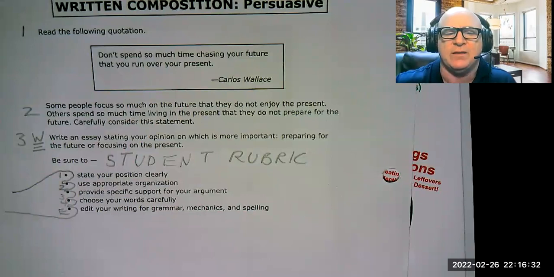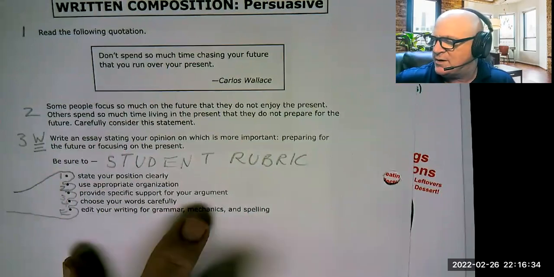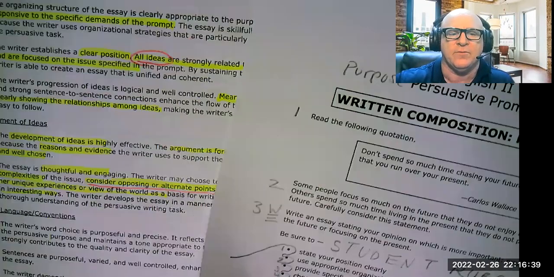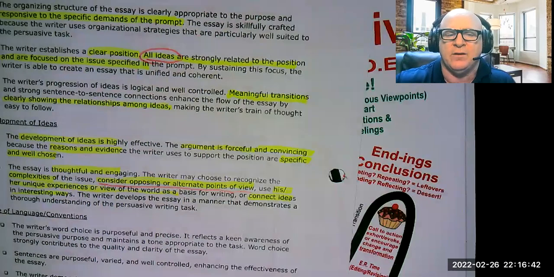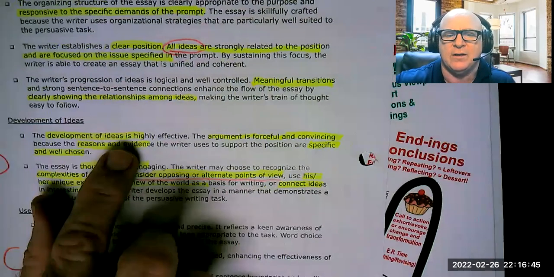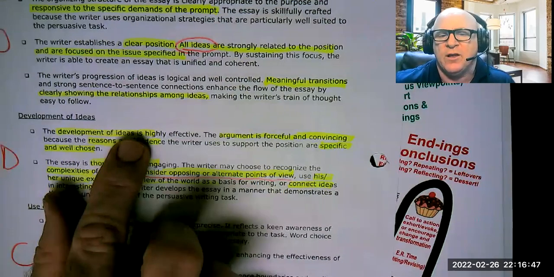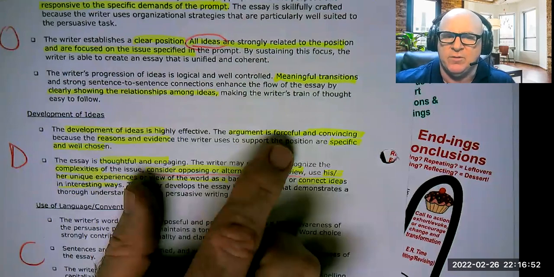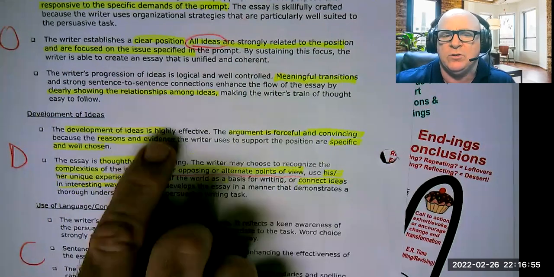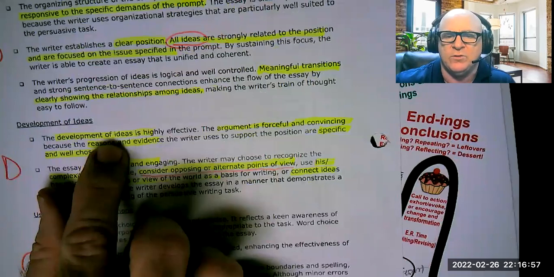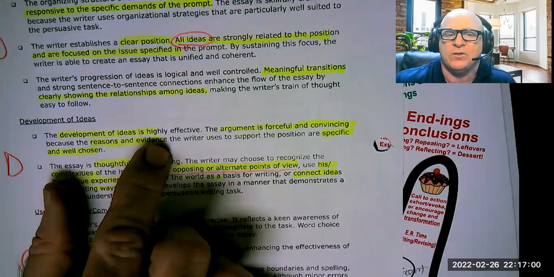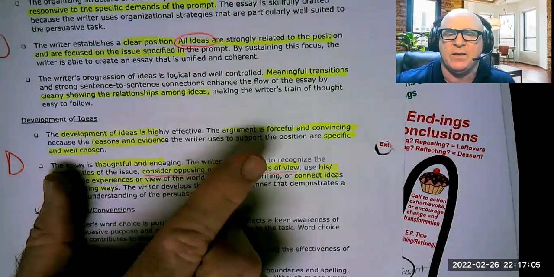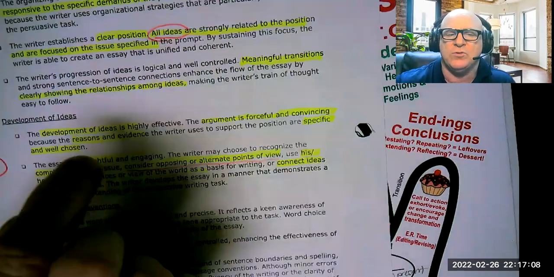A lot of kids just make stuff up. So where does it say that in the development? Right there, the first bullet. The development of the ideas, the D of DOC, is very effective. The argument is forceful and convincing because the reasons, remember that I mentioned that, the evidence that you use, whichever evidence you use, are supporting your position. They're specific, GPS, and well chosen.